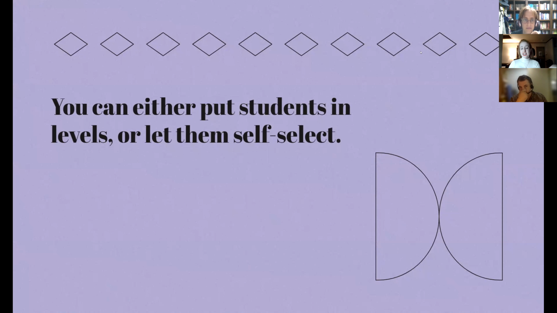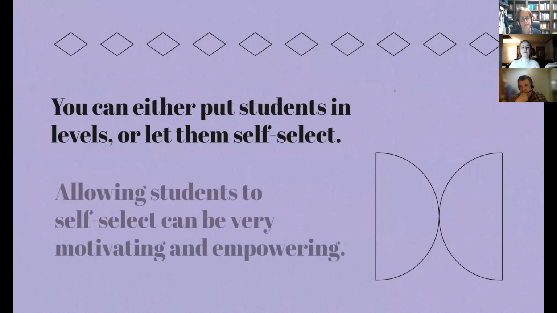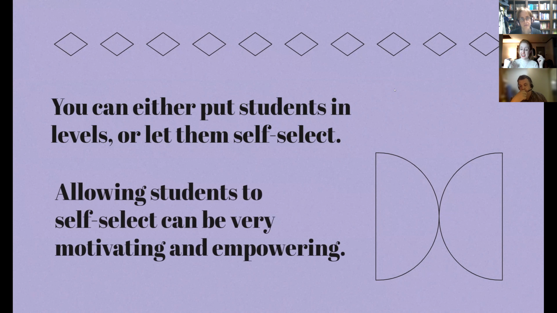So as I said, you can either divide your students up or let them self-select what they want to do. So self-selecting is really motivating and empowering because, like I said, students will probably at least try, and they might try a bit more than if you were just to say you're intermediate.